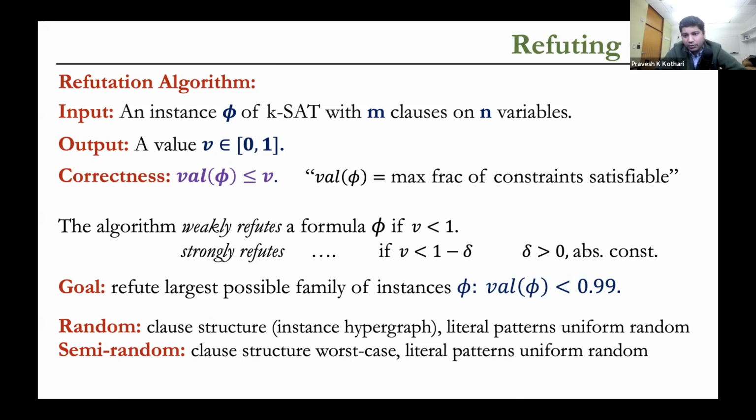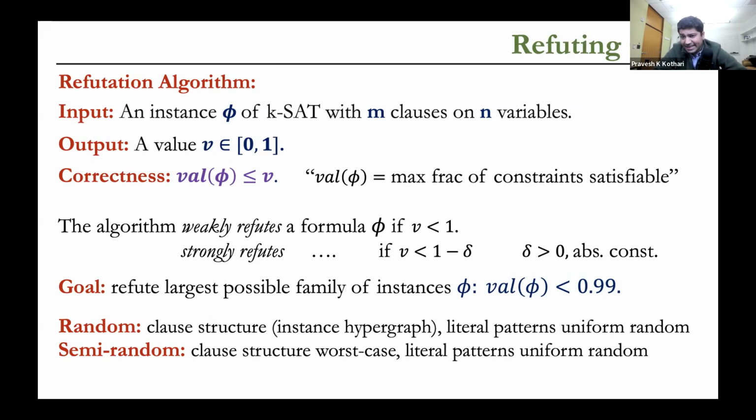The first is the random KSAT family, which most of you are aware of, or at least is very, very well studied. What this means is that I'm going to generate a formula phi by simply taking a random k-tuple of variables and then randomly negating them uniformly at random. So in particular, both the clause structure, or the hypergraph, and the literal patterns are random in this family.